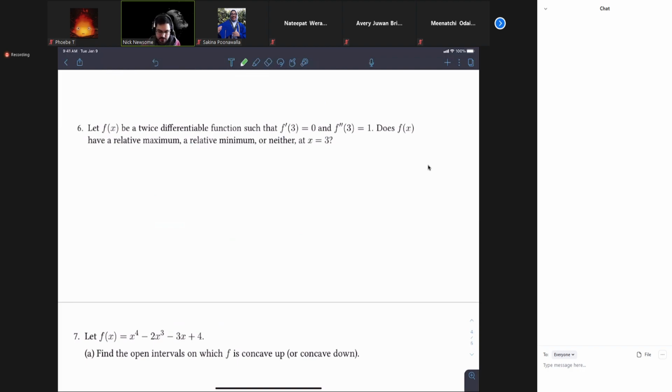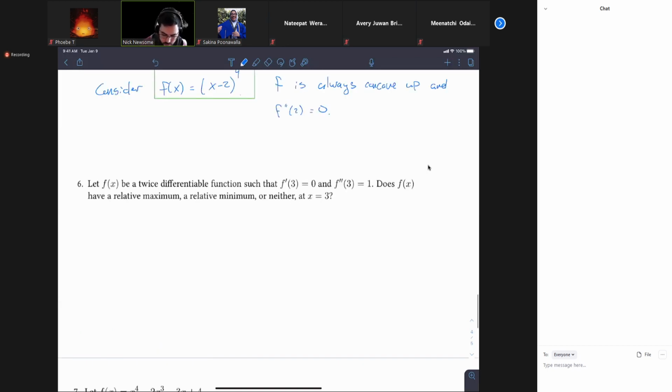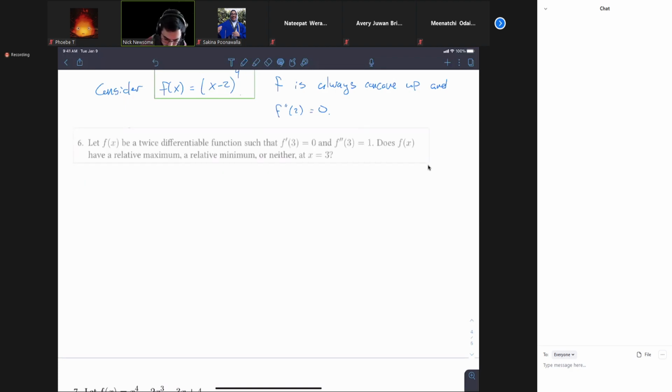Okay, number 6. We have some function that's twice differentiable, and we know that f prime of 3 is equal to 0, so 3 is a critical point, and f double prime of 3 is 1. And the question is, does this function have a relative max, a relative min, or neither at x equals 3? Okay, so given these assumptions, let's write down what we know.